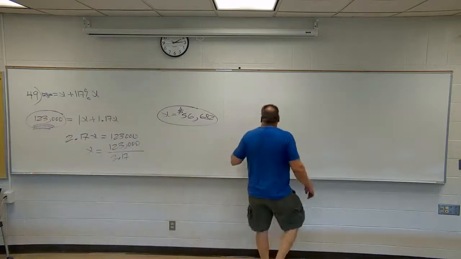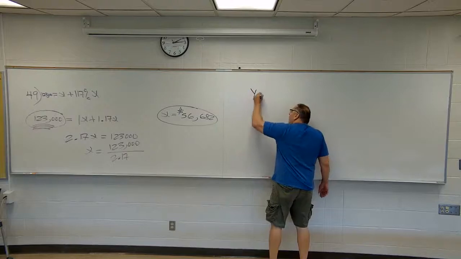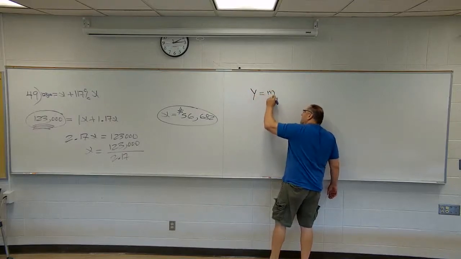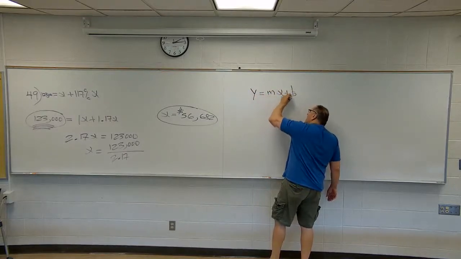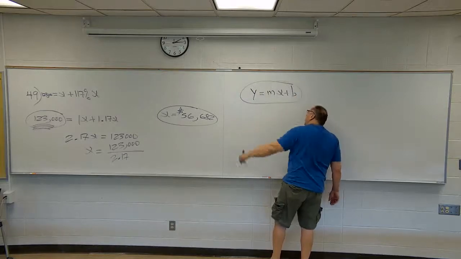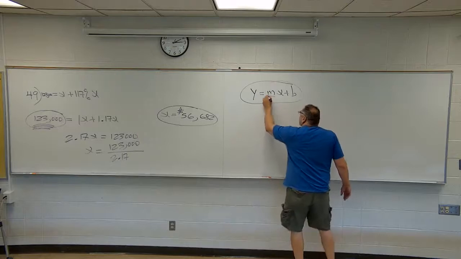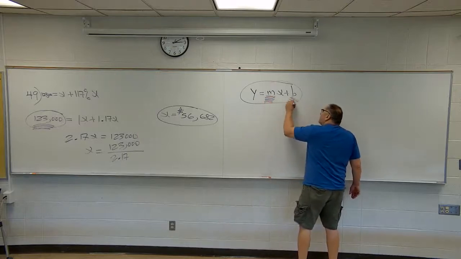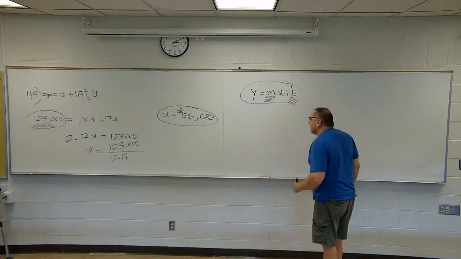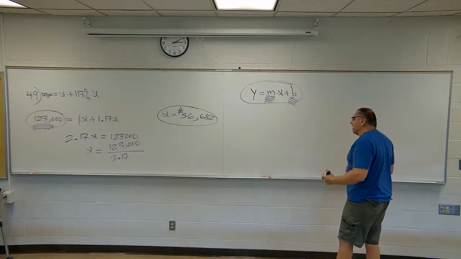This is the equation y equals some constant times x plus another constant. This is a linear equation in slope-intercept form. They call this the slope. They call this the y-intercept. And we can do a lot of stuff with this.